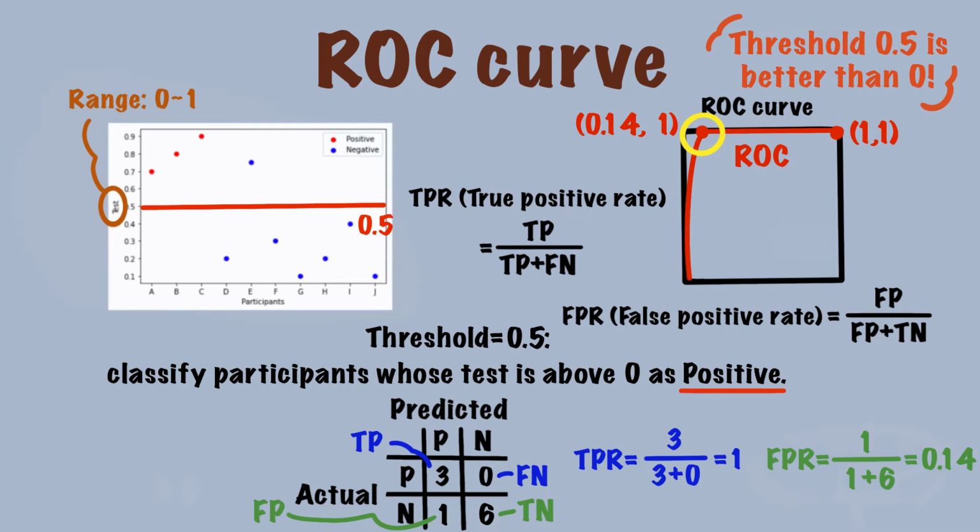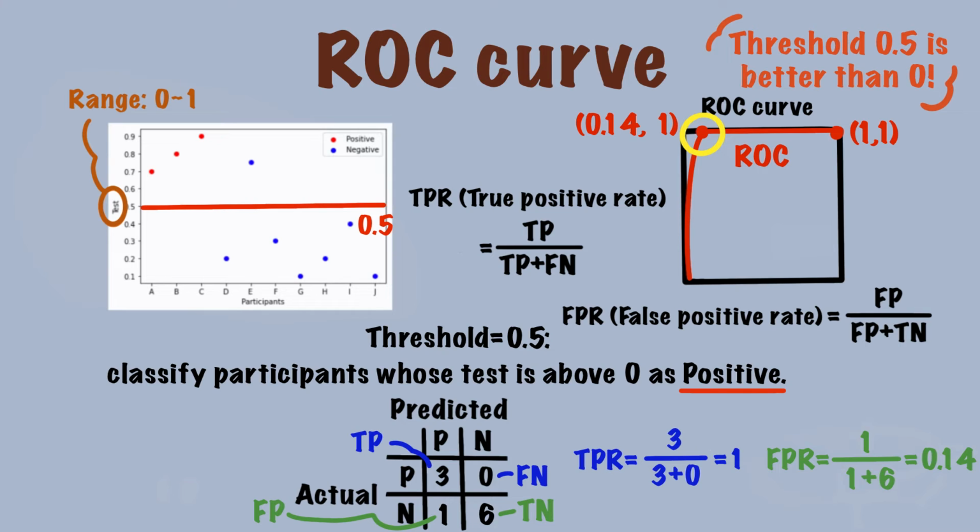Then, as we know, the point 0.14, 1 corresponds to the cutoff 0.5, and the point 1, 1 corresponds to the cutoff 0. Therefore, we can conclude that the cutoff 0.5 is better than 0. In other words, if we only have two choices for the cutoff, we'd choose 0.5 over 0. And this can be easily inferred from the ROC curve. Actually, by looking at the ROC curve, you can quickly find out the cutoff that meets your requirement the best.